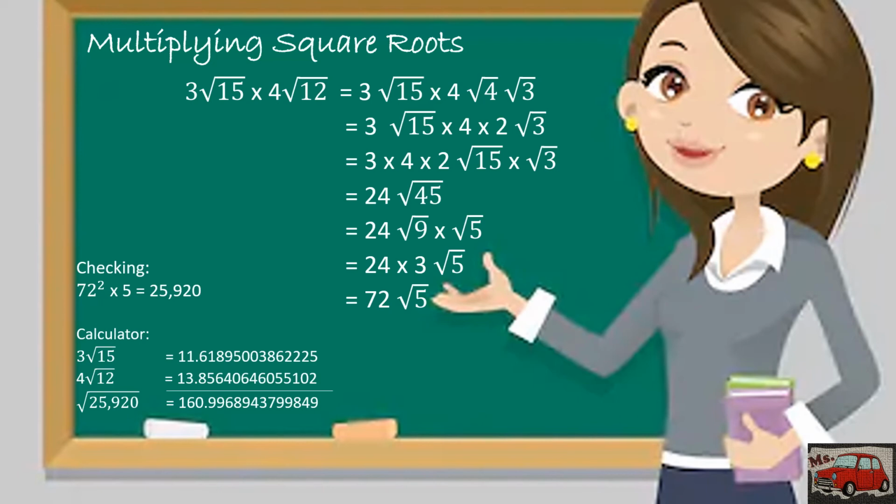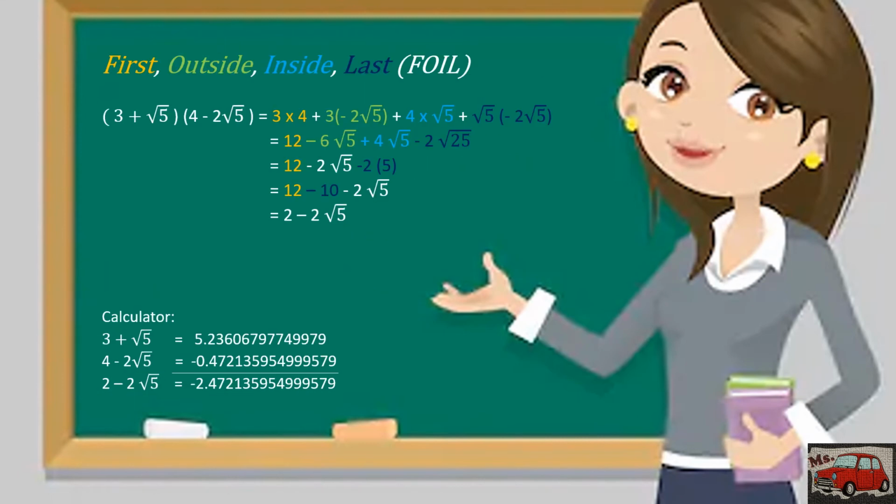So, if you multiply 11.6 something and 13.8 something, the answer should be the square root of 25,920, which is 160.9 something. Okay? Okay, now let's multiply with grouping, okay?